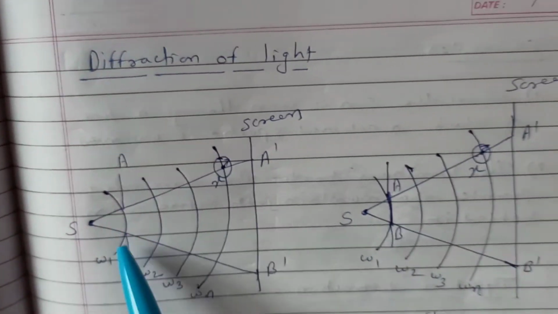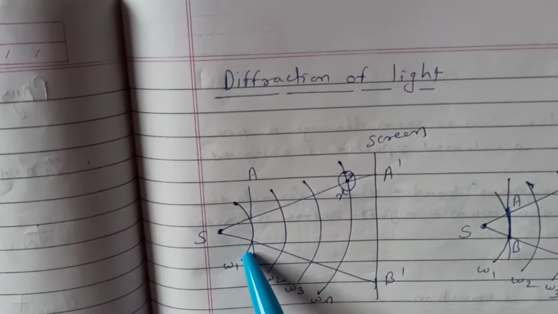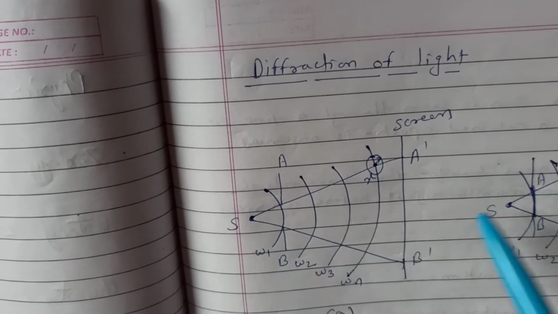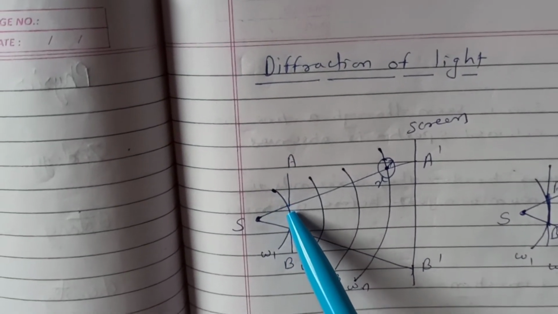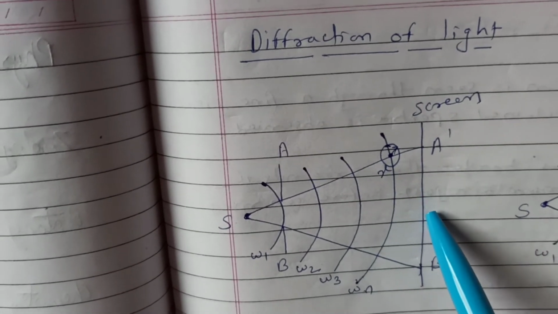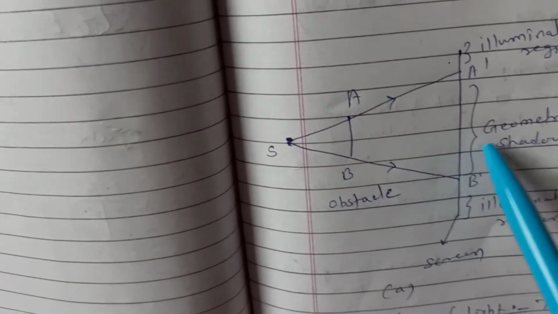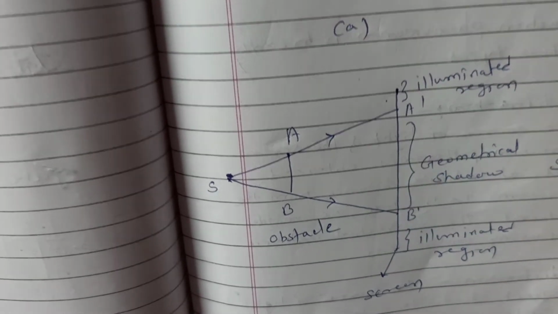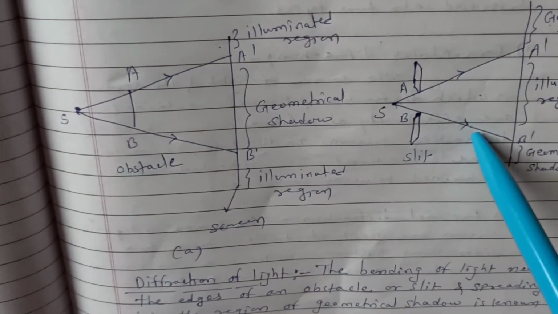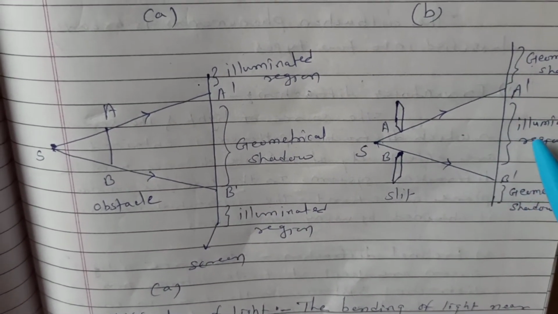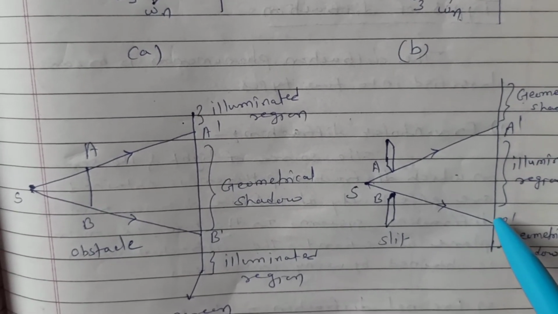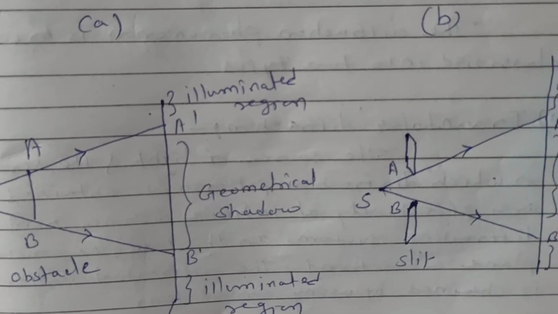In these two figures, this is the open aperture AB and this is the closed one. When AB is open, the geometrical shadow region is observed on this surface. Look at this figure. When the aperture AB is closed, the geometrical shadow is observed in this region. Only illuminated regions are there in between A dash B dash. That is the difference.